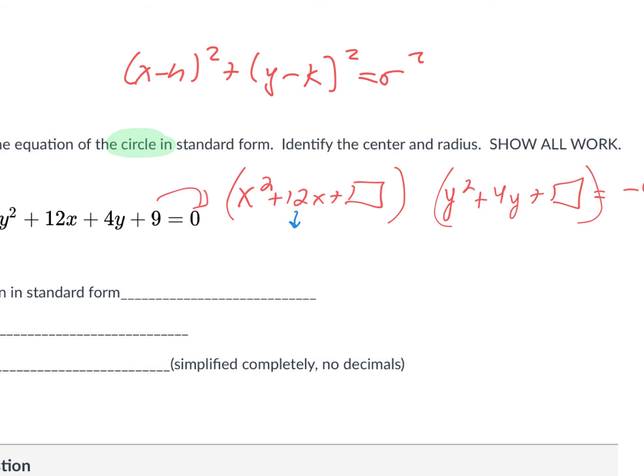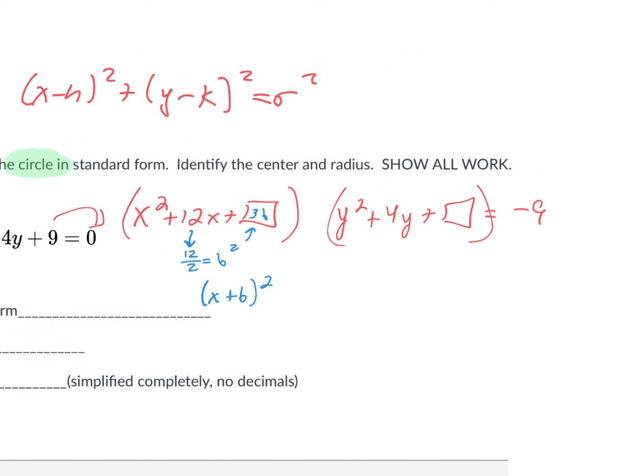All right, so now we're just going to very simply complete the square for each one. I'm going to take that middle term, my b term, and I'm going to divide it by 2. 12 divided by 2 is 6. So my first binomial is x plus 6 quantity squared, and then I square 6 and I put it right there in the box, which is 36. What you do to one side, you do where? To the other side. So I have plus 36. Questions?